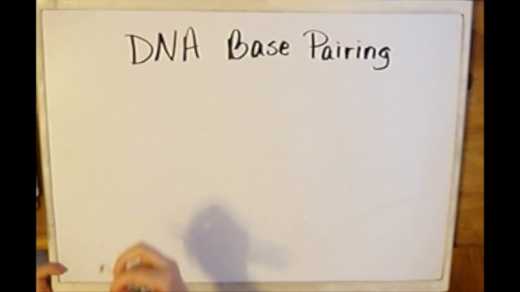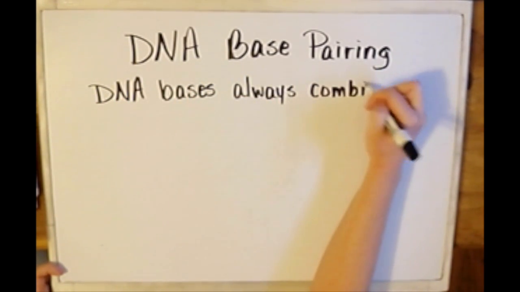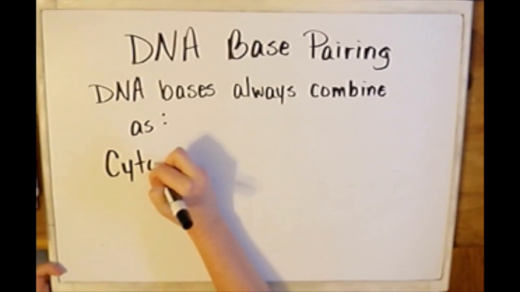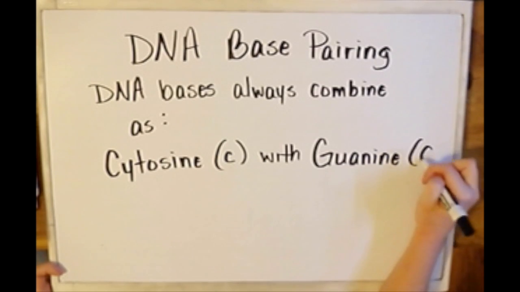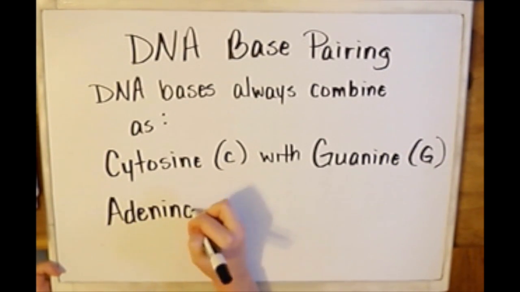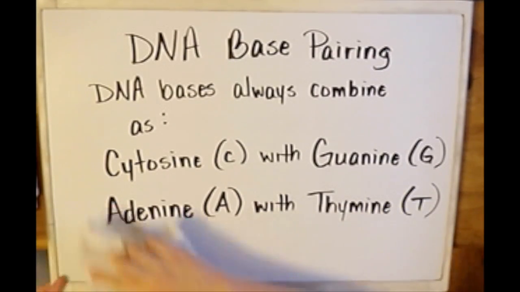DNA base pairing. So the 4 nitrogen bases always combine the same way. Cytosine always combines with guanine. Adenine always combines with thymine. They can be represented as the letters C, G, A, and T.